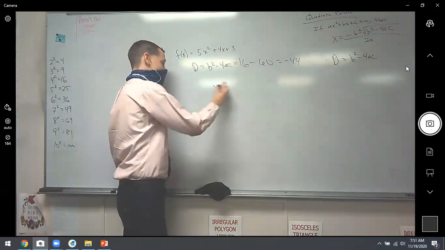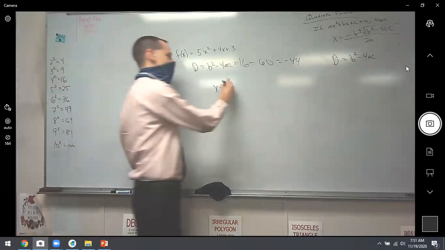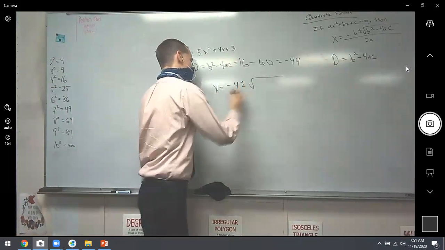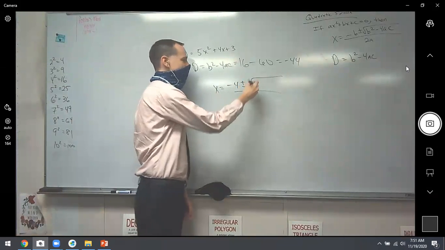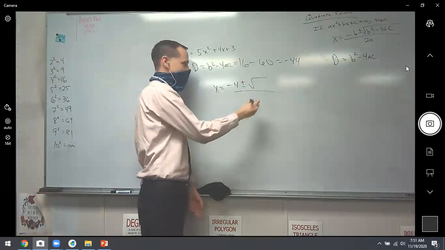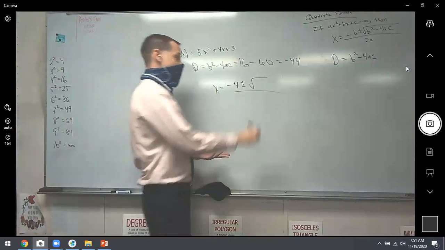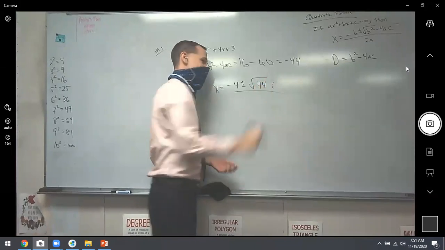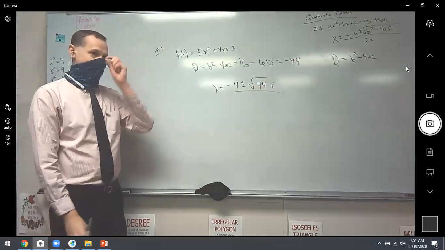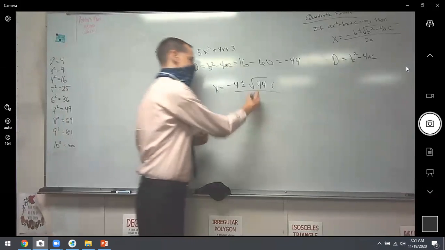So here we go. x equals negative b for the quadratic formula. b was 4, so negative 4, plus or minus the square root of b squared, well, actually, this part of the root is the discriminant. We just did this. It's negative 44. If you put a negative 44 under the root, that's no good. So make it positive and make it an i outside of it. So something like this so far. And then over 2a. a was 5. 2 times 5 is 10.